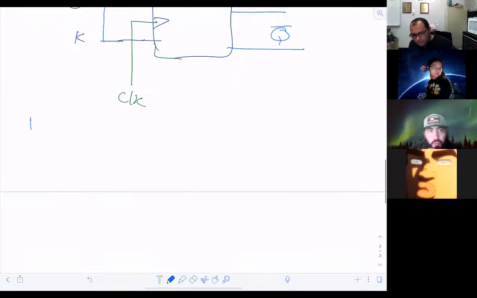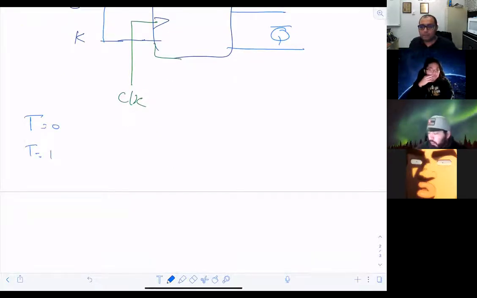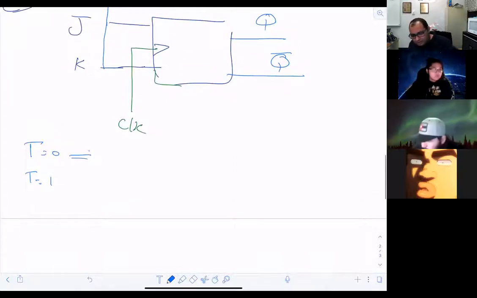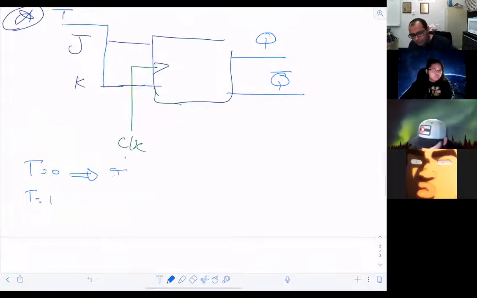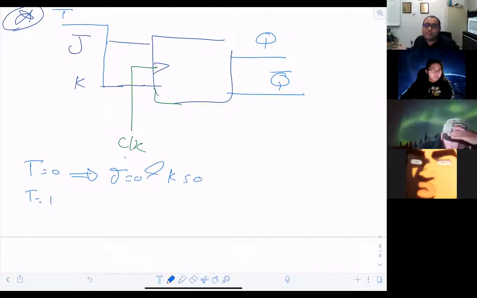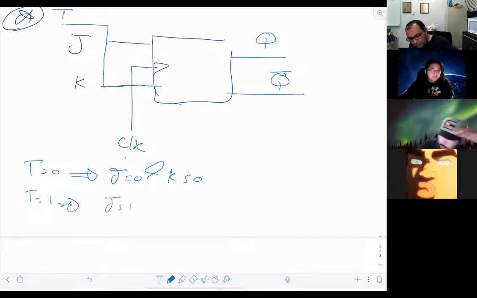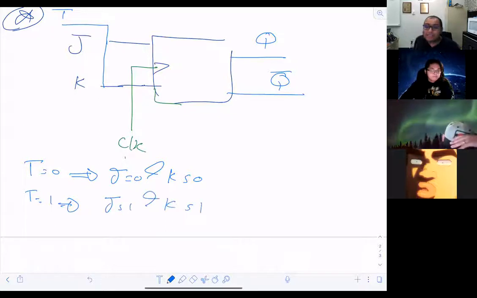So T can be 0, T can be 1. If I extend this, when T is 0, that means my J is equal to 0 and my K is equal to 0. So that means I'm in the memory state, storing the current state. But if it's 1, that means my J is equal to 1 and my K is equal to 1. So that's actually the state that is converting whatever is stored, right?